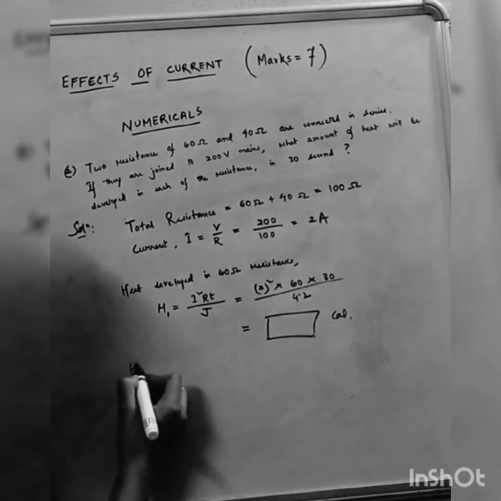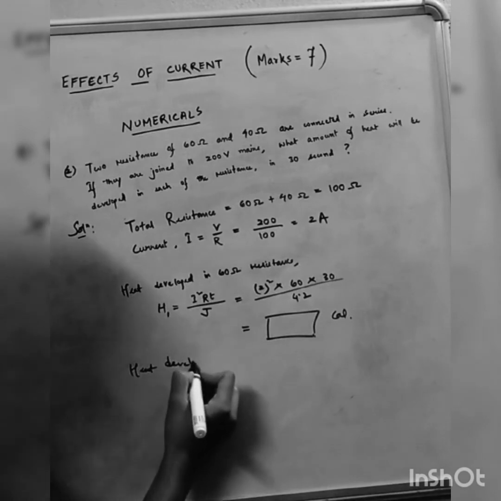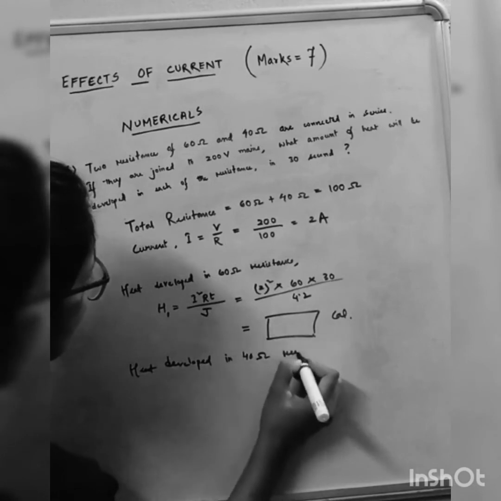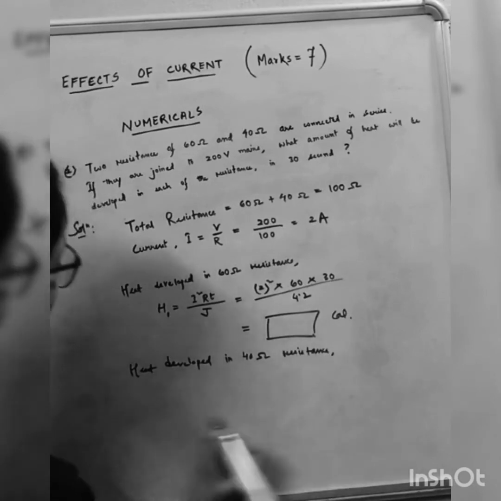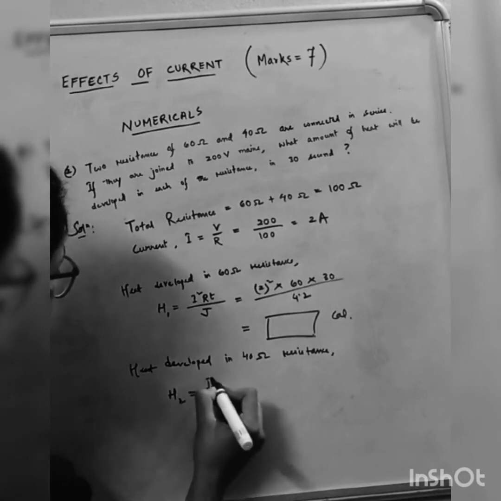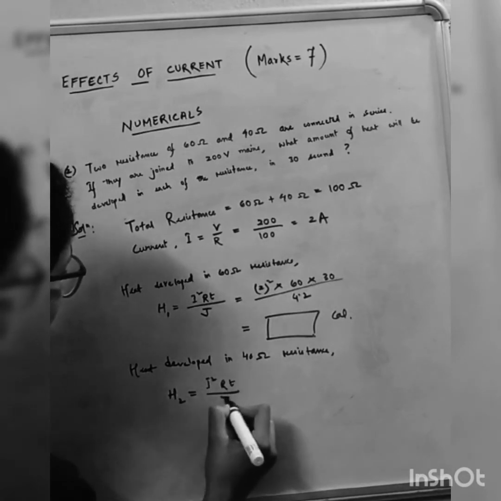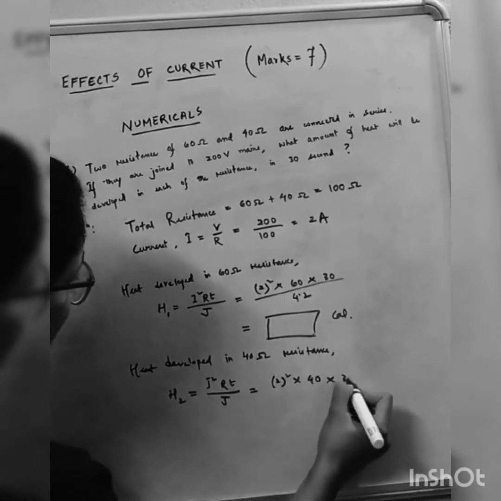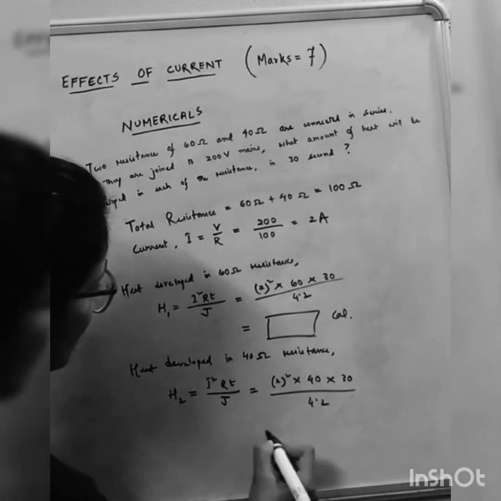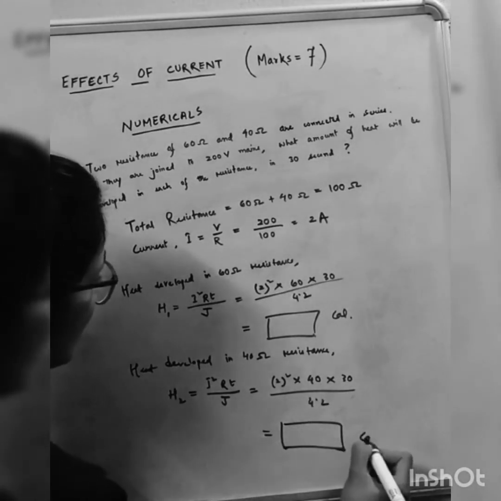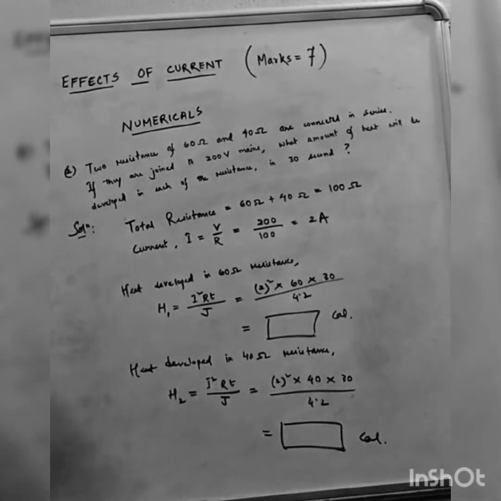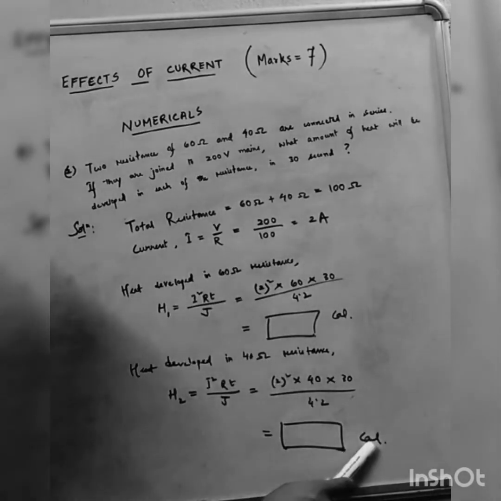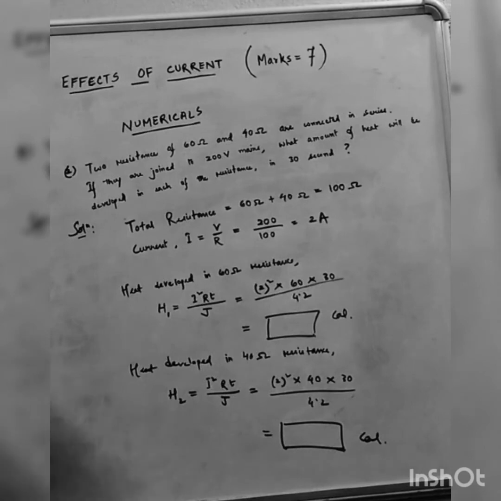Next you have to find the heat developed in the 40 ohm resistance. Let me write it as H2. Similar process, I square RT divided by J. I is 2 squared, resistance is 40, time is given 30 seconds, divided by 4.2. Calculate this amount and the unit of heat generated will be calorie. So this amount is the heat generated in the 60 ohm resistance and this one is the heat generated in the 40 ohm resistance.